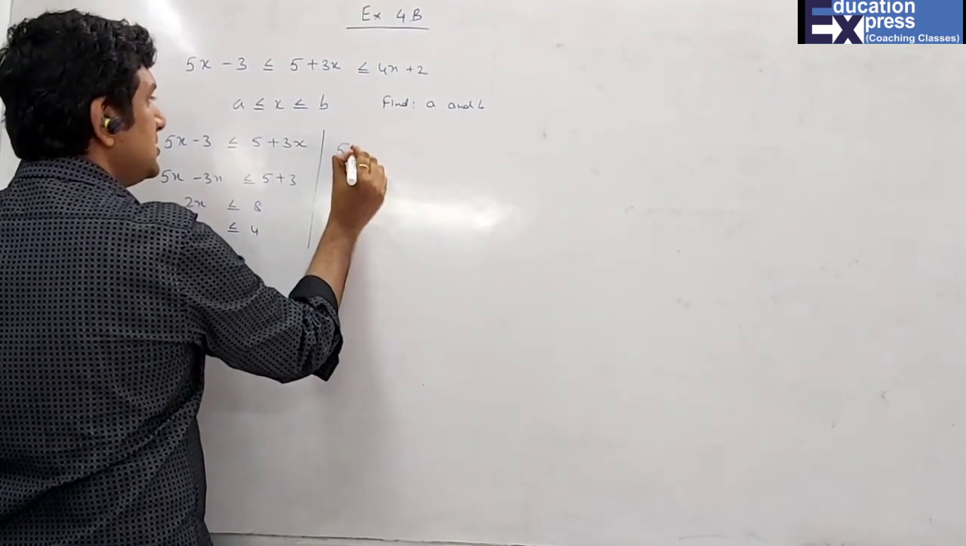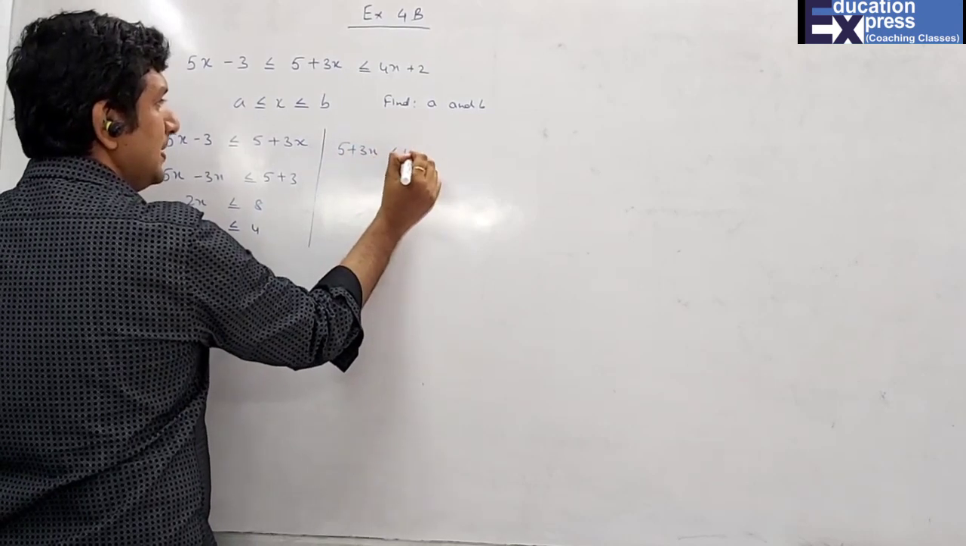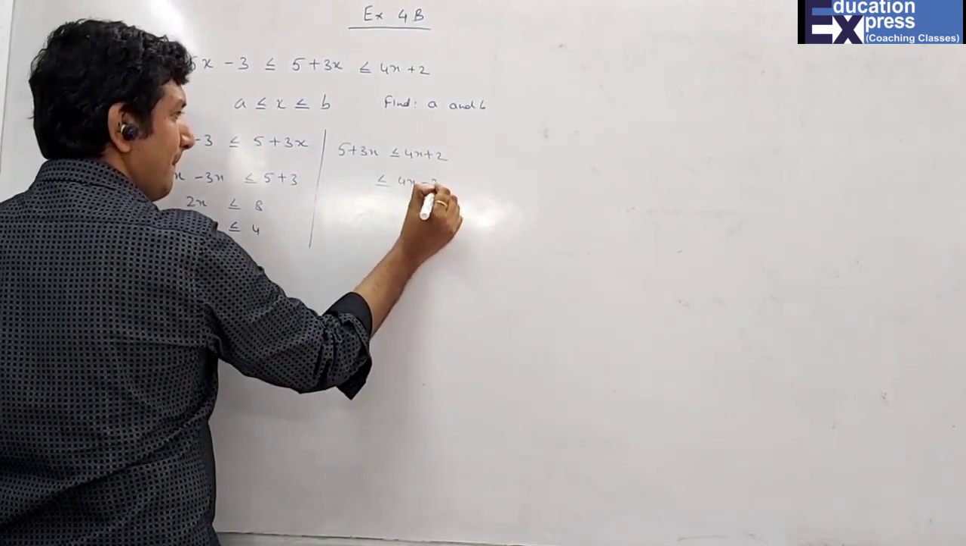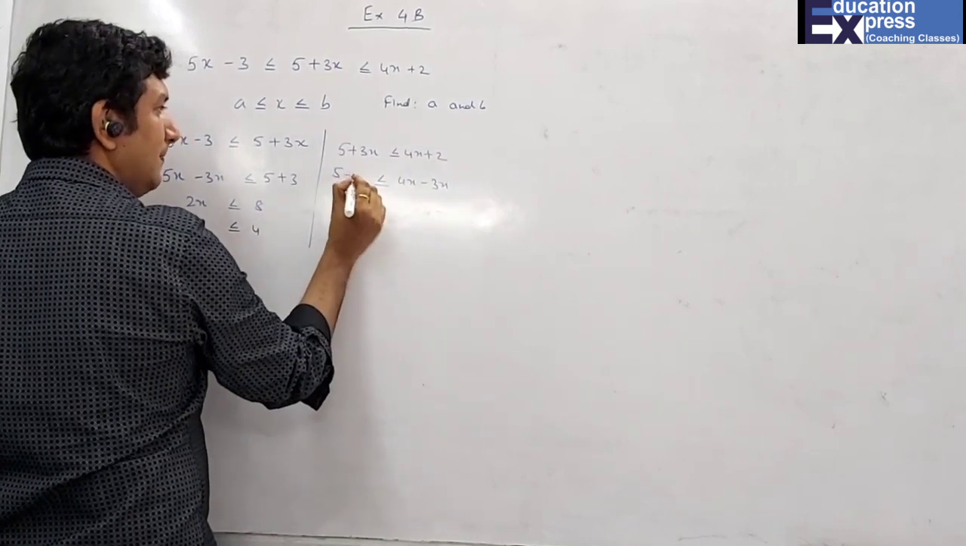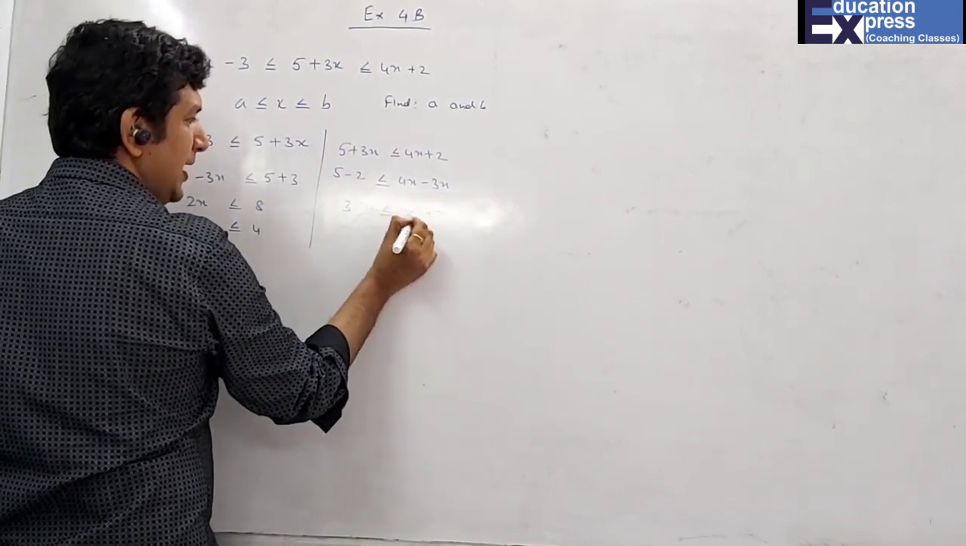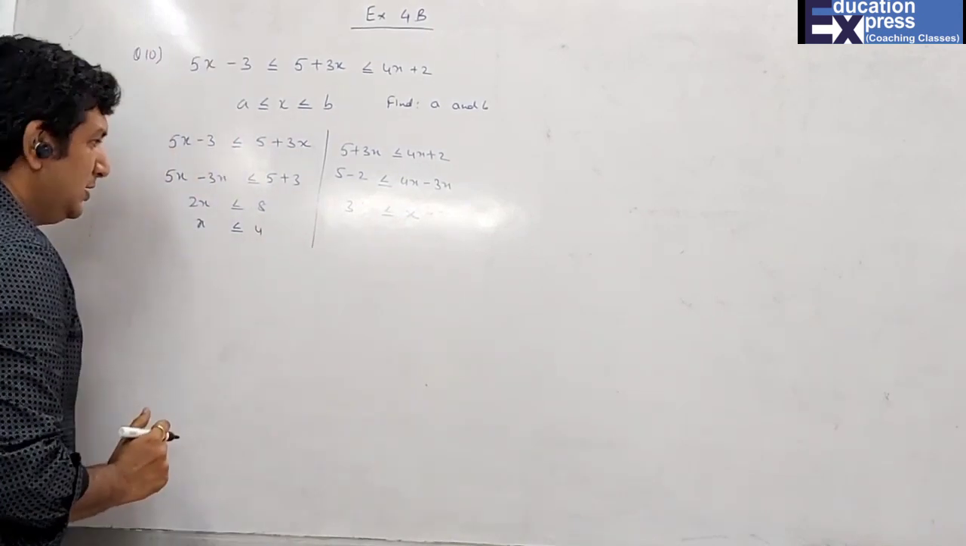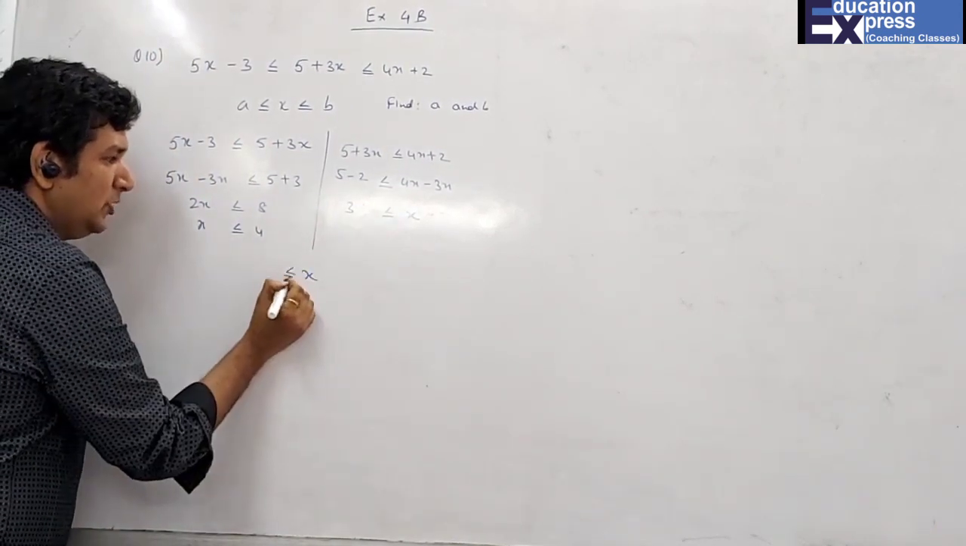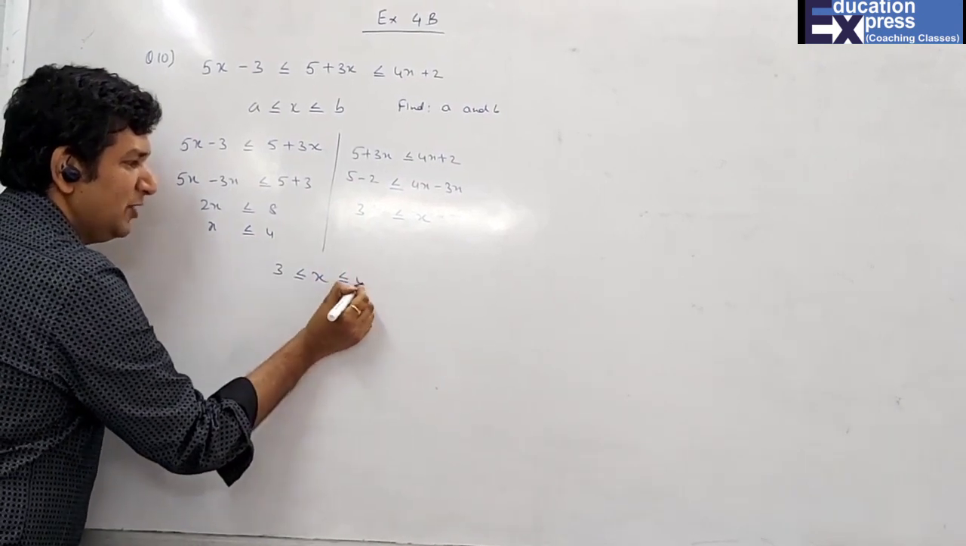Here 5 plus 3x and 4x plus 2, x on one side, 5 minus 2, 3. So x is more than or equal to 3. So I repeat, x will come at the center, more than or equal to 3 and less than or equal to 4.